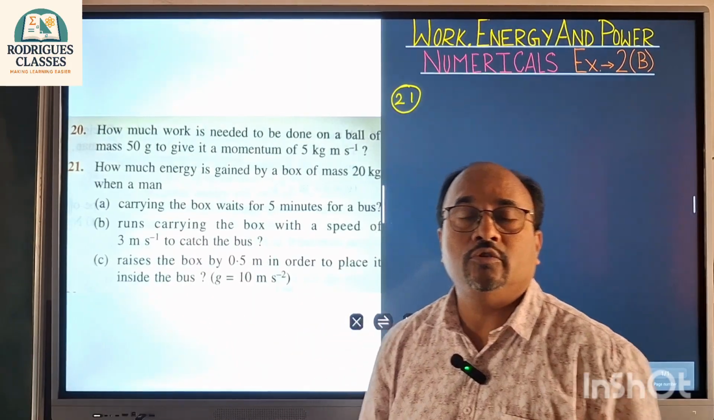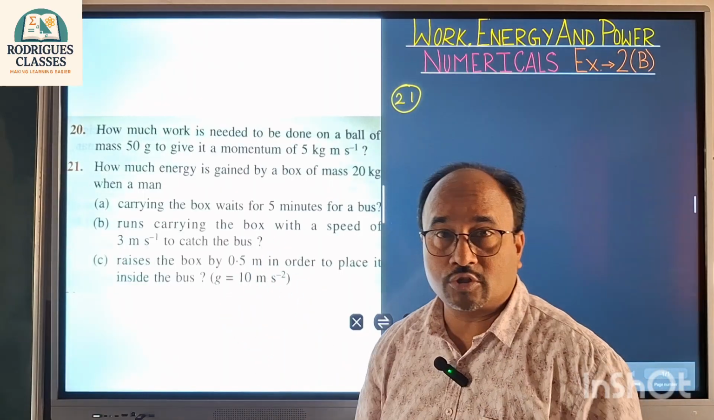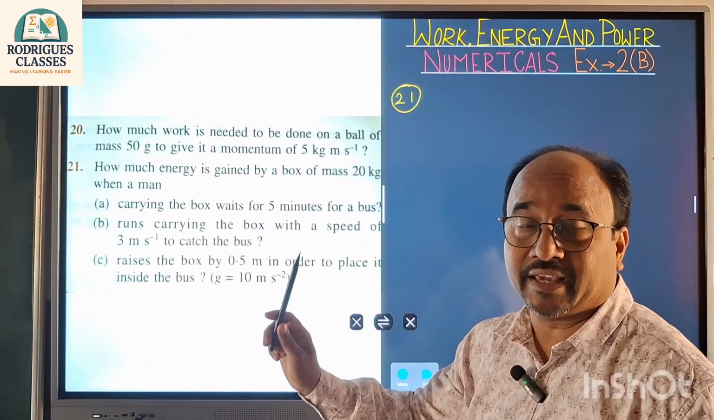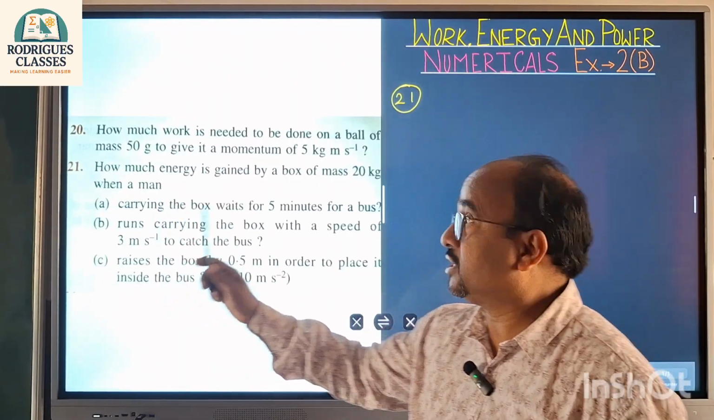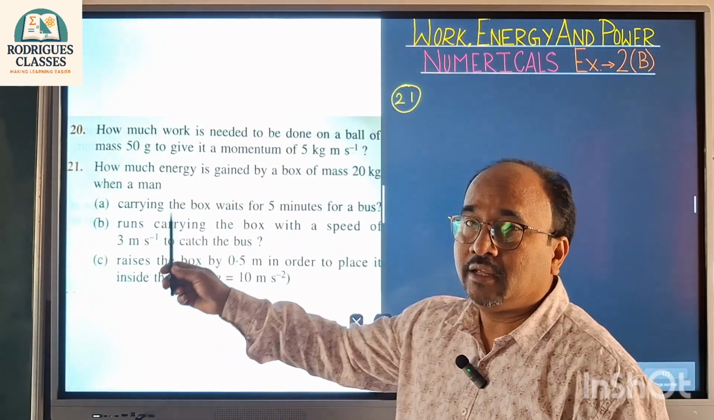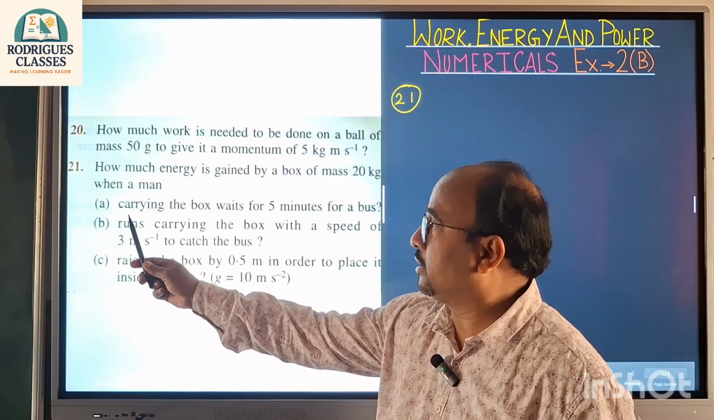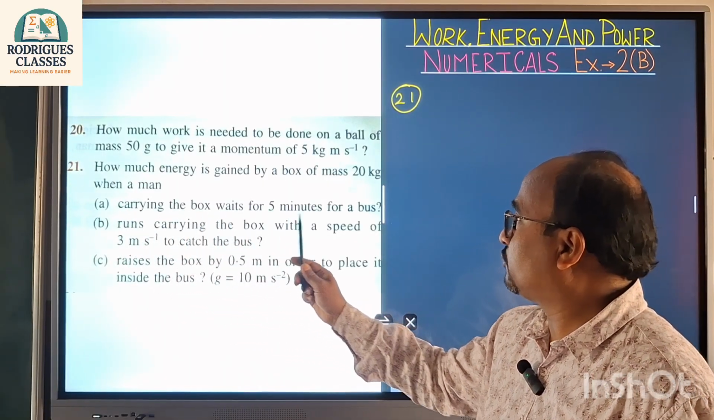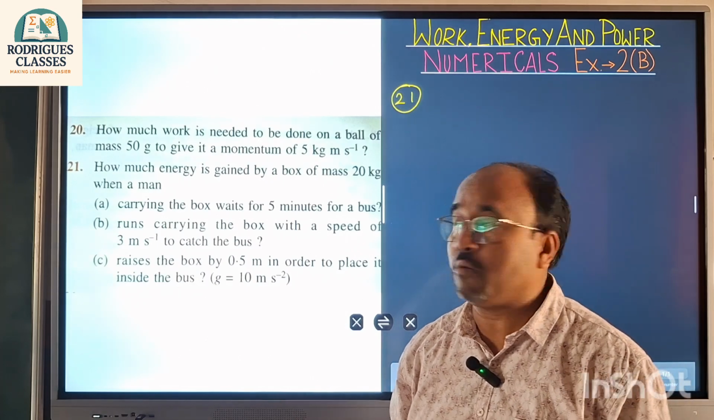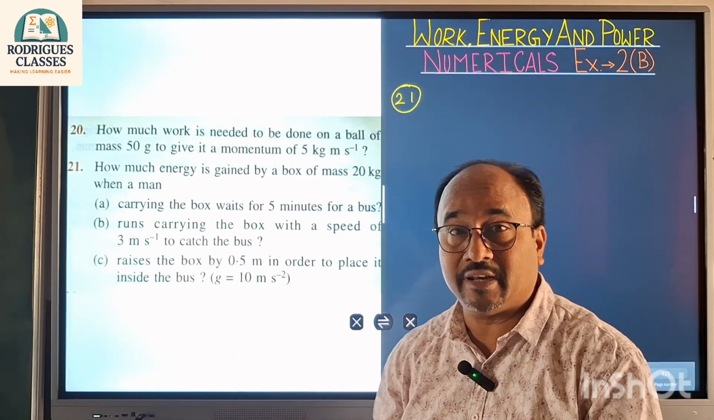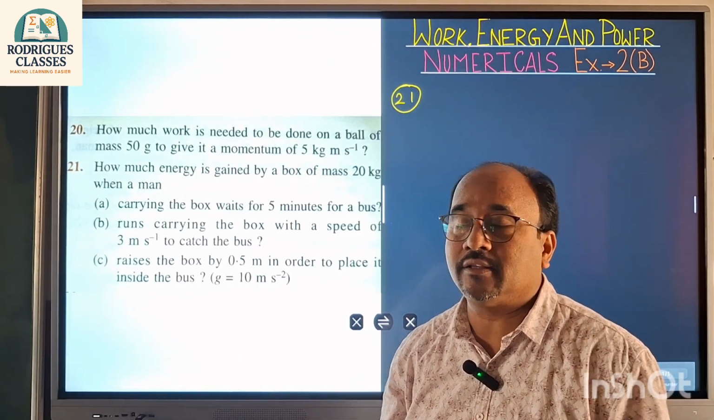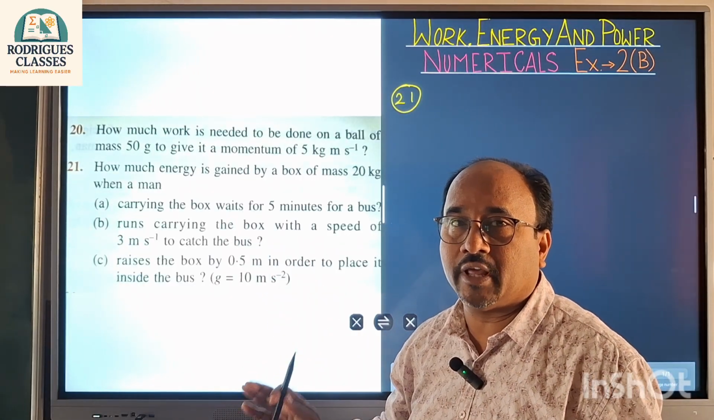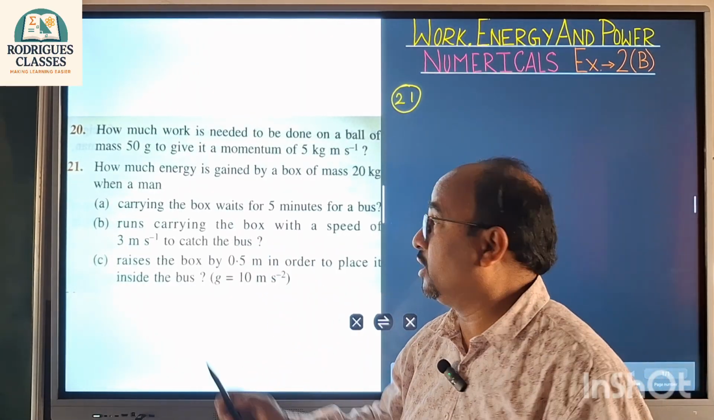So now coming to numerical number 21, the question is like this: how much energy is gained by a box of mass 20 kg when a man, so there is a box of mass 20 kg, and in different conditions we will have to find the work done. That is, (a) carrying the box, waits for 5 minutes for a bus. So how much energy is being gained if he is just waiting, standing there with the box, no movement, no lifting, nothing is being done, just he is holding it.